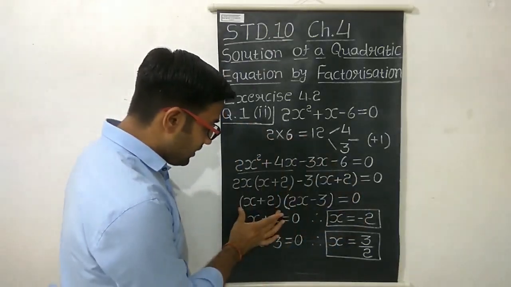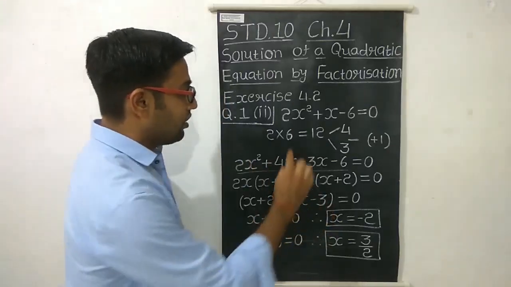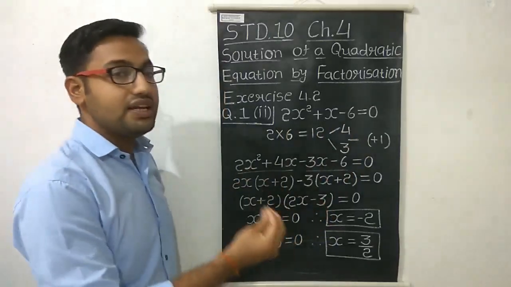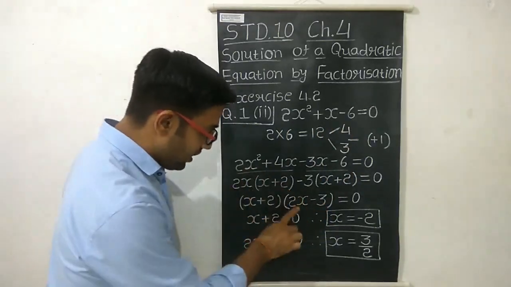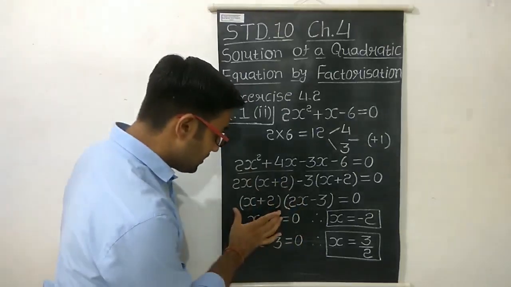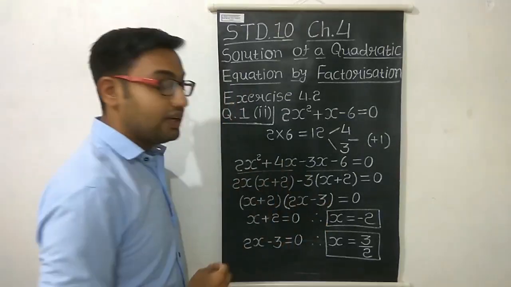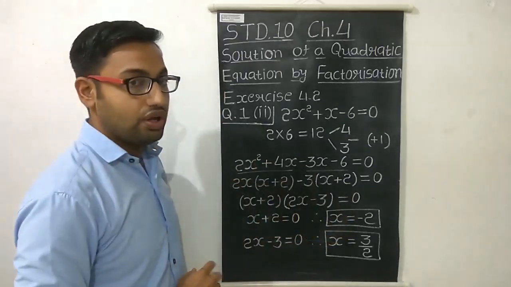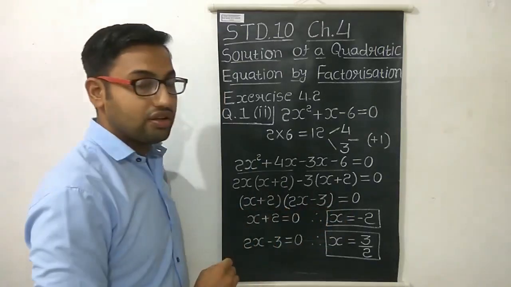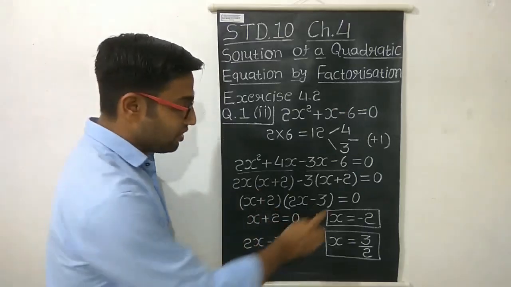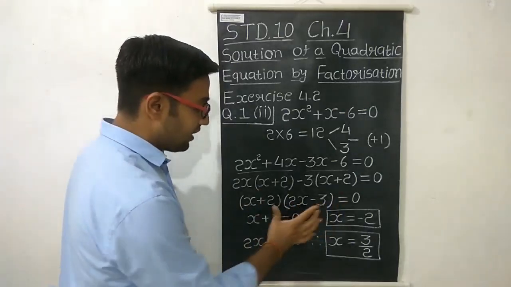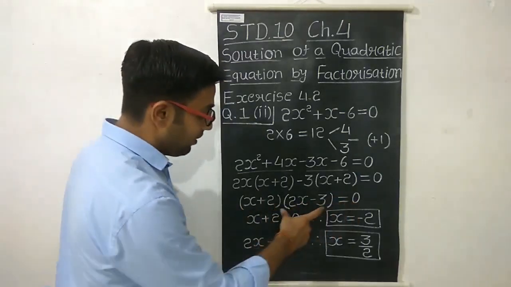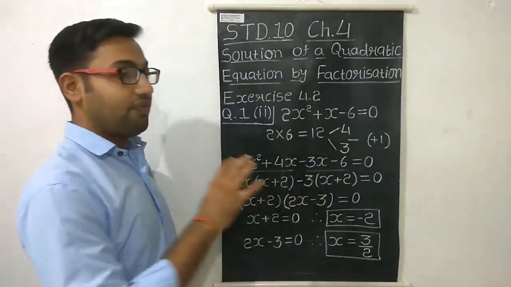Now you can notice that these two are the factors of this quadratic equation, and both are in the form of linear expressions because the power of x is 1 here, and here also the power of x is 1. So this is a linear expression and this is also a linear expression. Now the multiplication of both is equal to 0. That means out of the two brackets, the value of one bracket must be 0, but we don't know which bracket is equal to 0. So we will compare the first bracket with 0 and then the second bracket with 0, and from that we find the value of x.